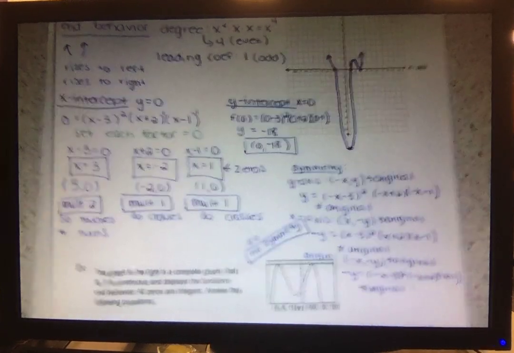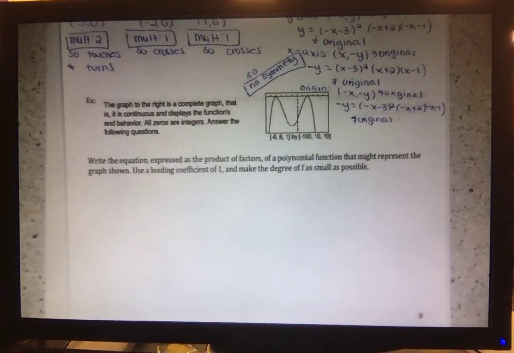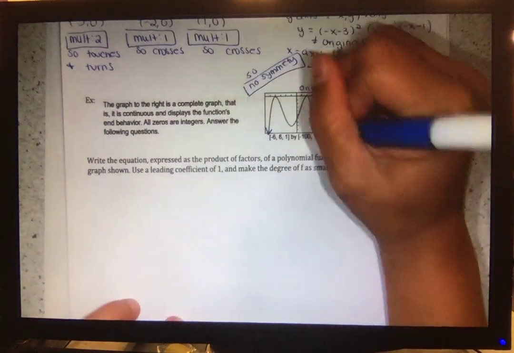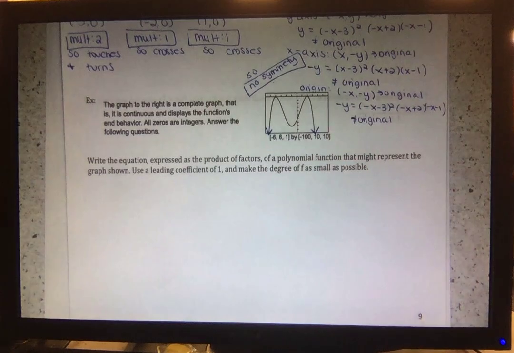All right, so last one. It says the graph at the right is a complete graph. That is, it's continuous and displays the function's end behavior. So we know it's going downward for both. All the zeros are integers, meaning they're whole numbers. Answer the following questions. Write the equation expressed as a product of factors of the following polynomial function that might represent the graph shown. Use a leading coefficient of 1 and make the degree as small as possible.